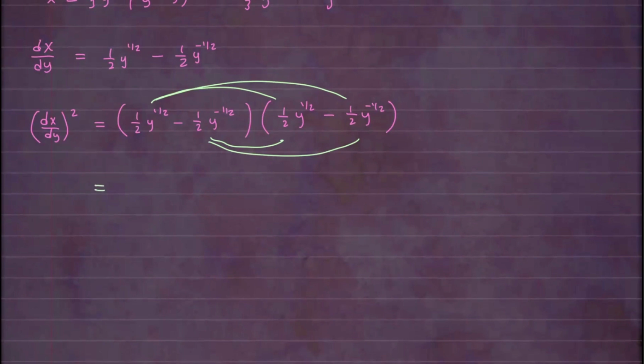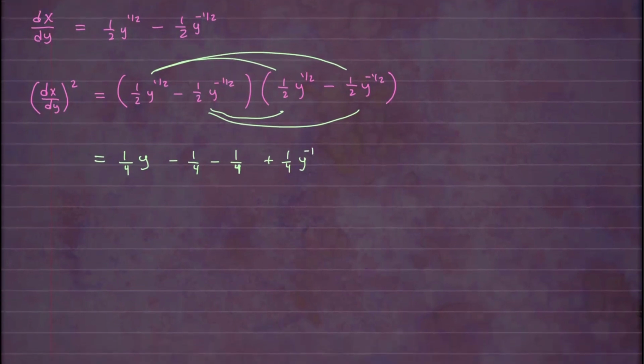So this is going to be equal to 1/4. I have y, and then the second terms will give me -1/4 minus another 1/4, and the last terms will give me positive 1/4 y to the power of -1. So that's what I get. Now let me simplify this before I continue. So I have 1/4 y minus 2/4 plus 1/4y in the denominator because of the negative exponent.